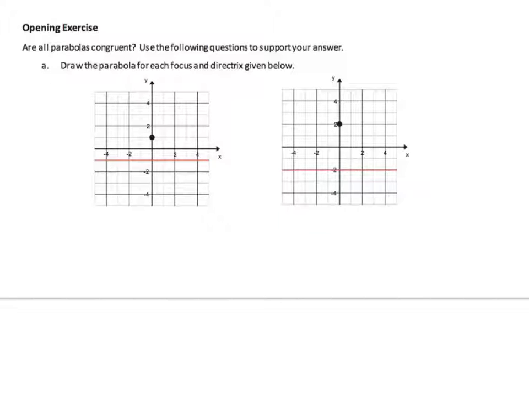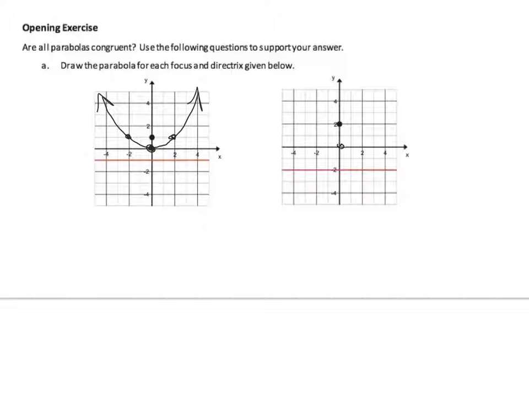So, opening exercise. Are all parabolas congruent? Use the following questions to support your answer. Draw the parabola for each focus and directrix given below. So we know our vertex is halfway between the focus and the directrix. And we need some points. So if I go over 2 from the focus and down 2, I'm at the directrix. So I know that that is equal distance, so it has to be one of my points. And I can do the same thing over here. Over 2 and down 2 is another one of my points. So now I have my parabola.